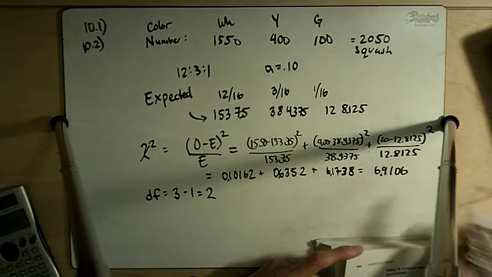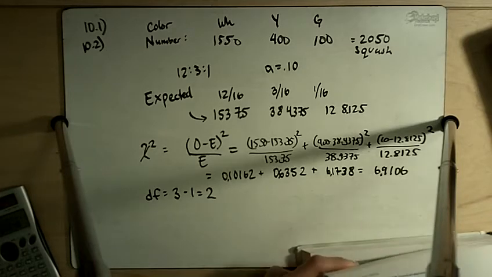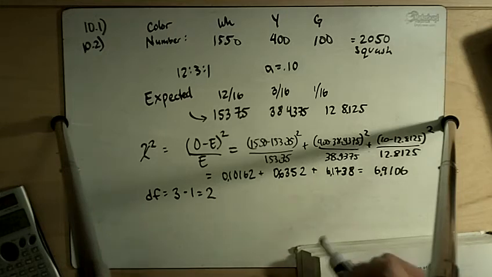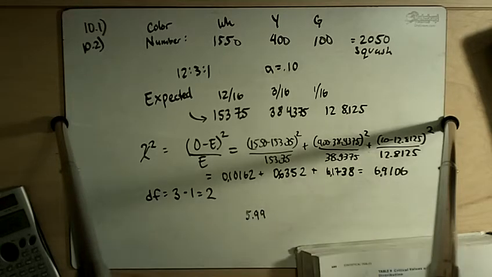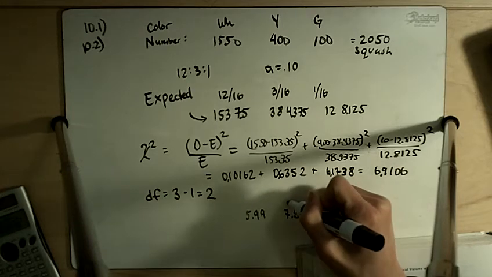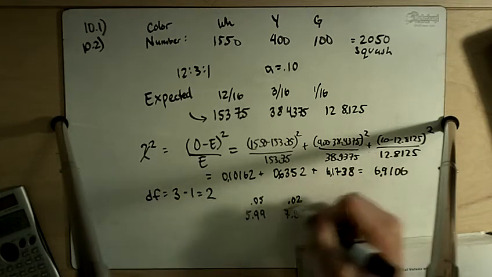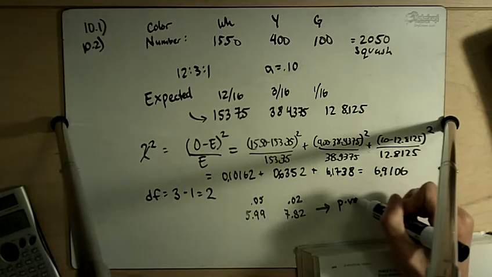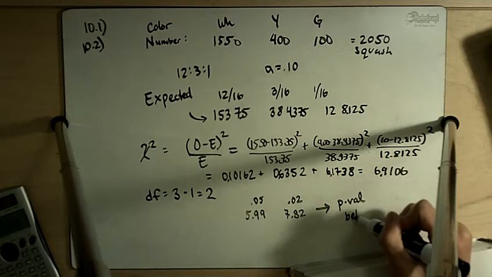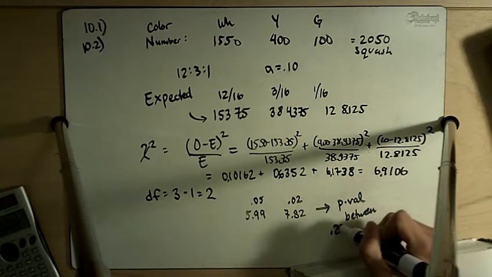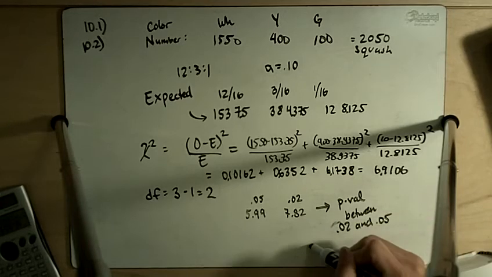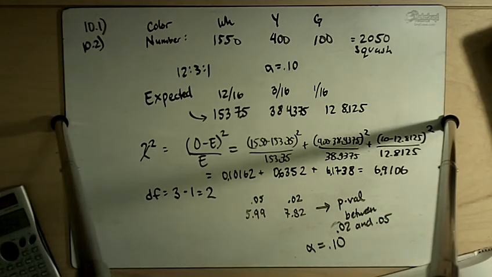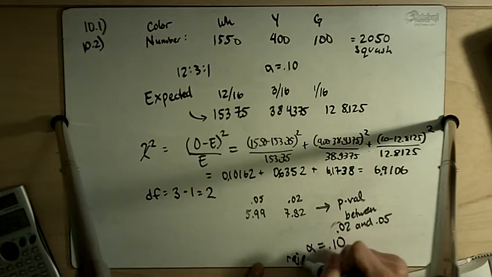to find our tail probability, okay, 6.916 is between the numbers 5.99 and 7.82, which correspond to a tail probability of 2% and 5%. So that means our p-value is going to be between 2% and 5%. And if alpha is equal to 10%, then that means our p-value is smaller than alpha, and we would reject the null hypothesis.